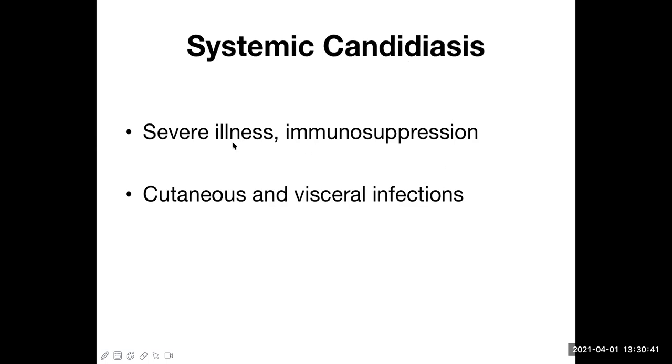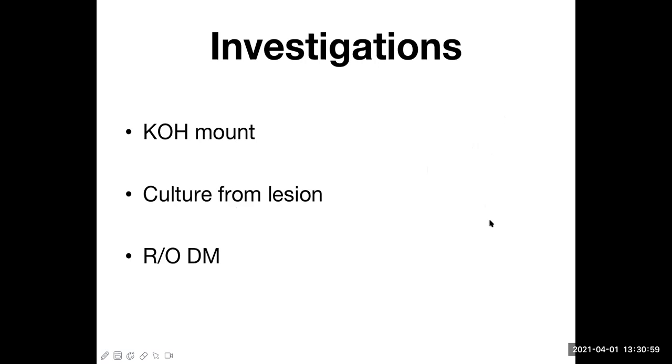Systemic candidiasis occurs in severe illness and severely immunocompromised people. Okay, and they may be associated with severe or widespread cutaneous and visceral infection. Visceral infection can also be widespread here. Now, what investigation would you like to do? The answer is very easy. It is KOH mount again.